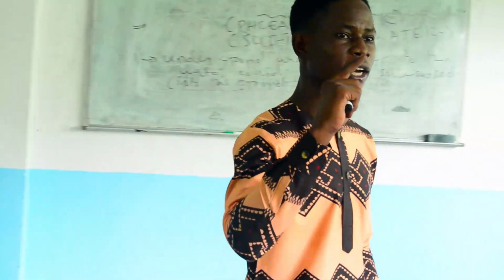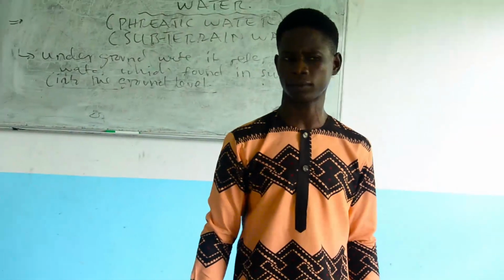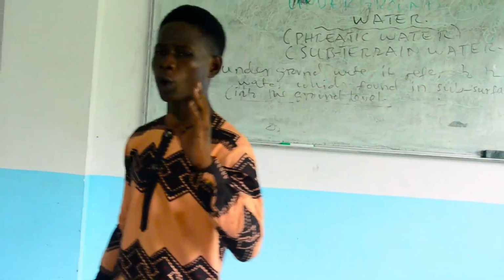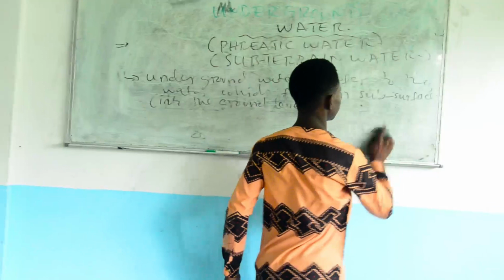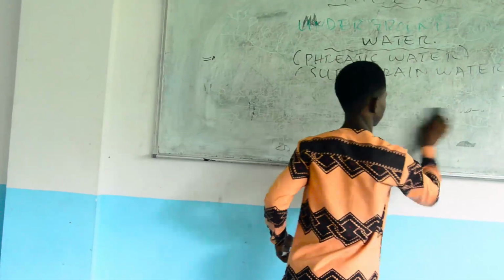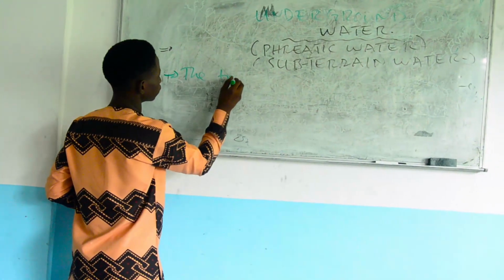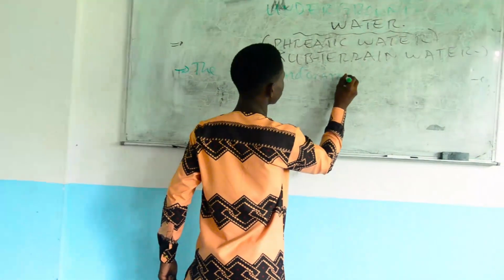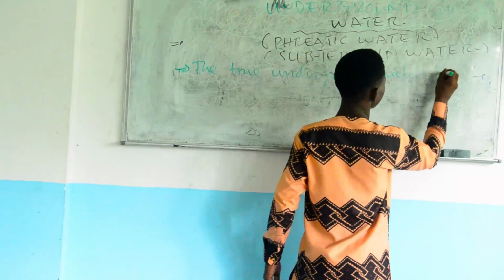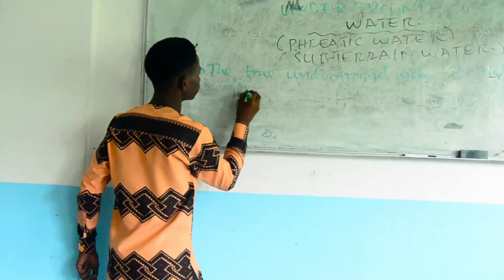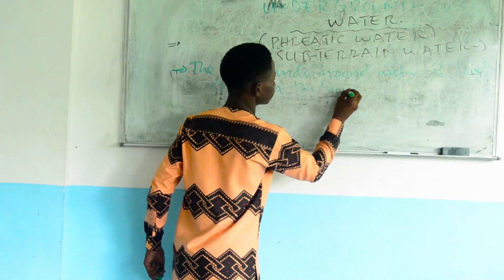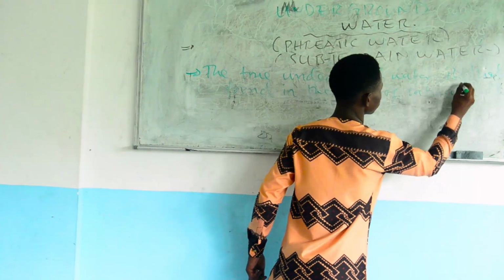Okay. But there is something very important to note about underground water. And that issue is that usually the true underground water is that water which is found in the zones of saturation. That is a very important thing to note. The true underground water is that found in the zones of saturation.